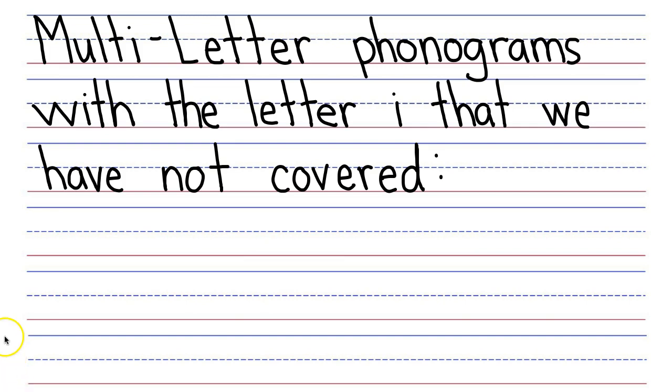The last thing I want to show you is that there are multi-letter phonograms with the letter I that we have not covered. So, based on this lesson, if you know everything that we covered in this lesson, you will be able to read most words with a letter I. However, there are still some words that use a phonogram EI that can make three sounds, like in seize, veil, and feisty. And those might be hard to read still. And another phonogram would be IE, which makes two sounds, like in movie and pie.